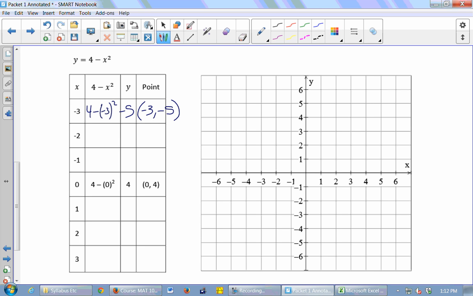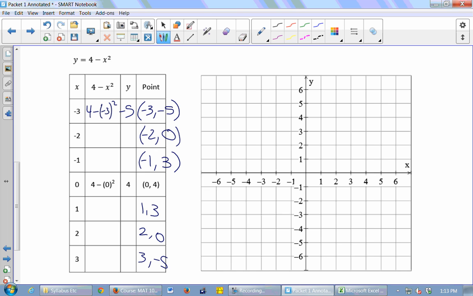And then you guys get the idea. I'll just tell you what these are. We've got -2, 0. And then we've got -1, 3. 0, 4 was done for you. And then we have some symmetric points. We're going to have 1, 3, 2, 0, and 3, -5. Okay, so I only did the workout for the first one. Hopefully you did it at your tables. You can ask me if you have questions.